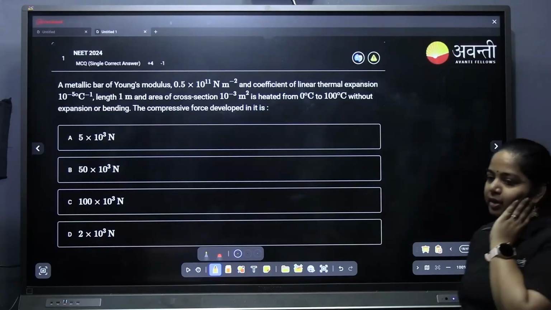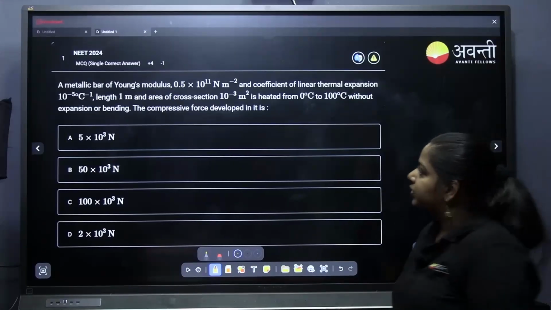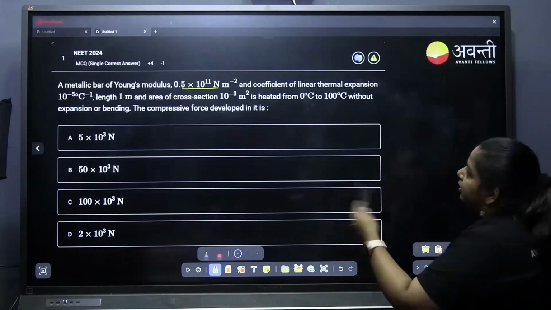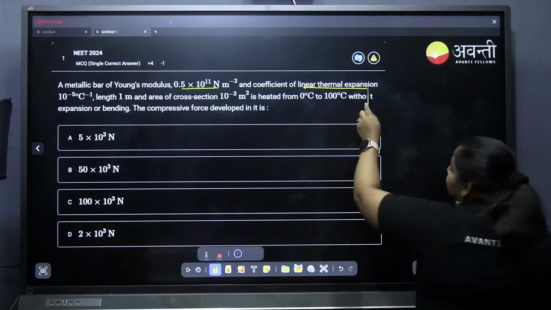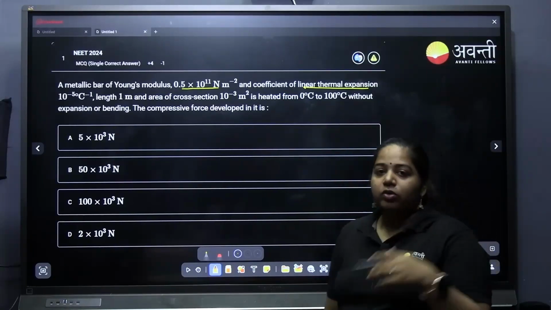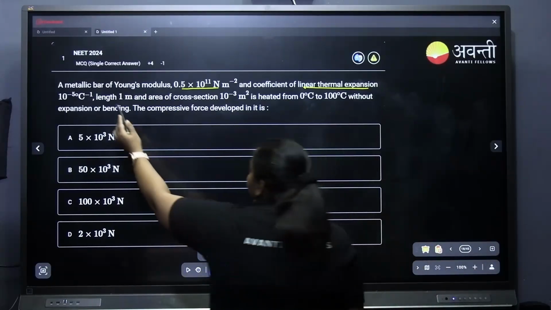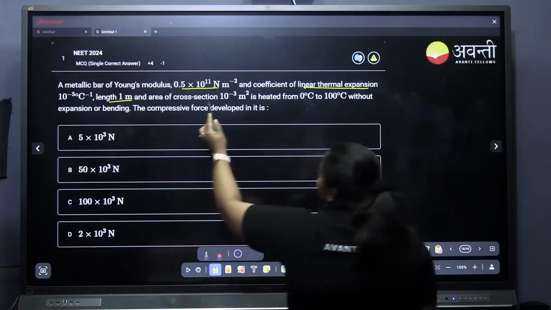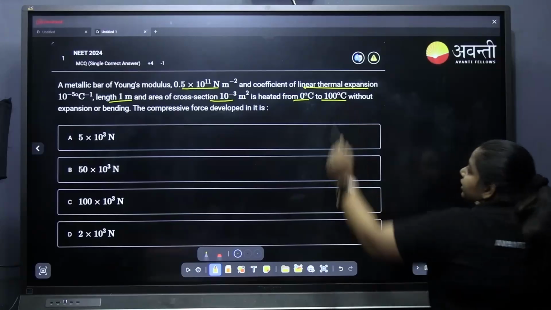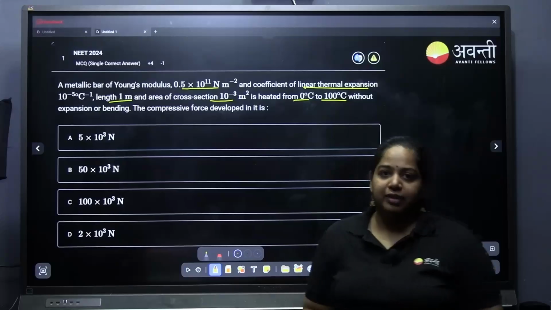Next one. I hope there is no doubt in the previous question. Coming to the next one. A metallic bar of Young's modulus, the given value, and coefficient of linear thermal expansion. See, a new thing is coming. We are not going into thermal expansion, that's why I will cover it here only. Of length 1 meter and area of cross section this, heated from 0 degrees Celsius to 100 degrees Celsius without expansion or bending. Force developed.